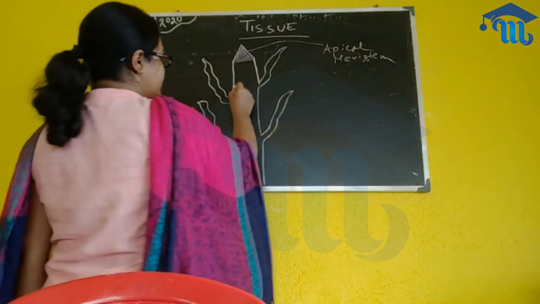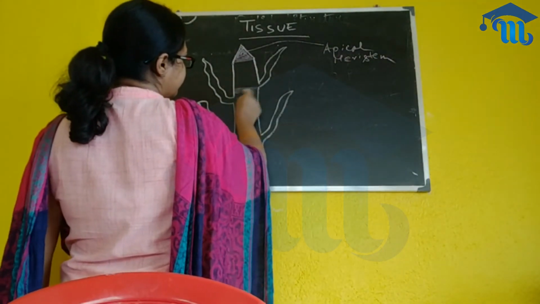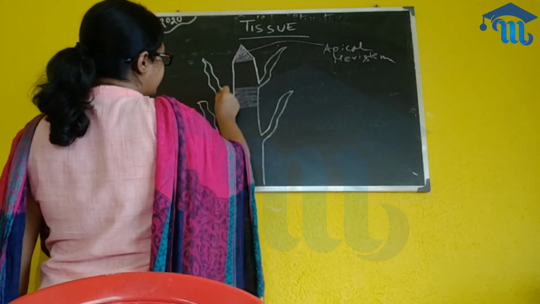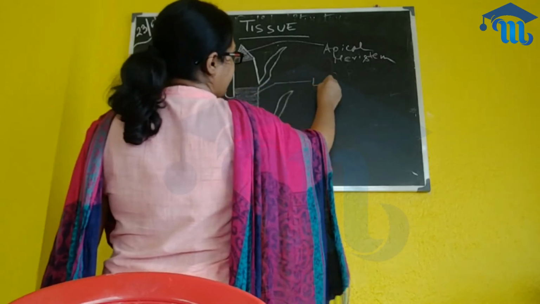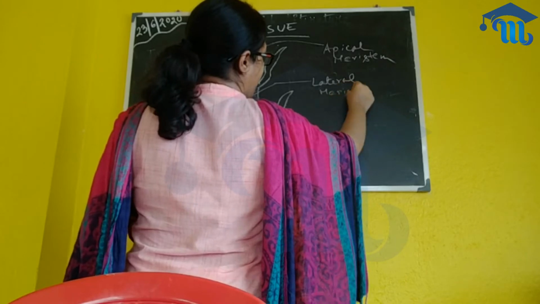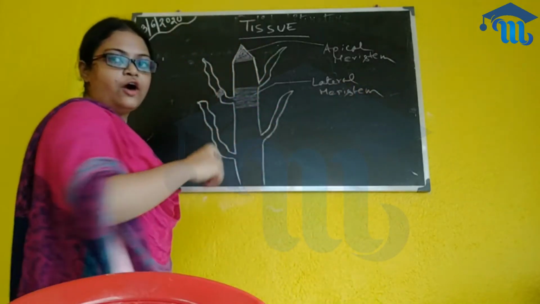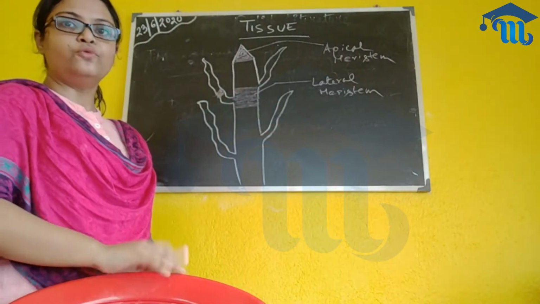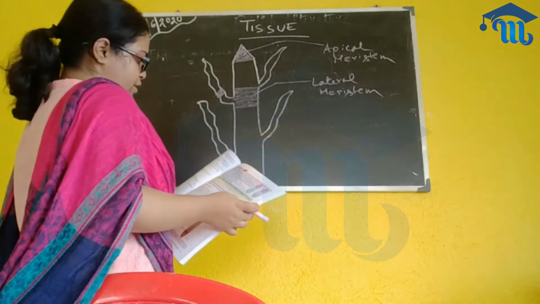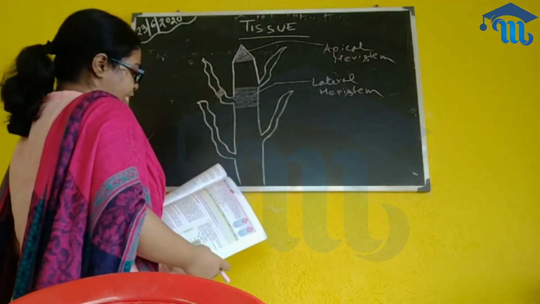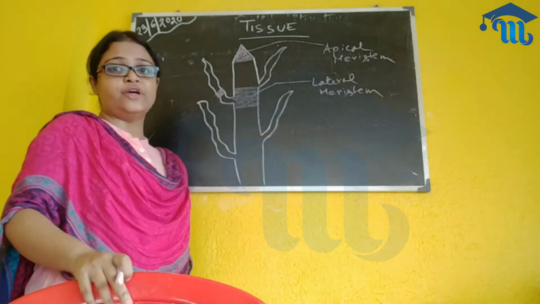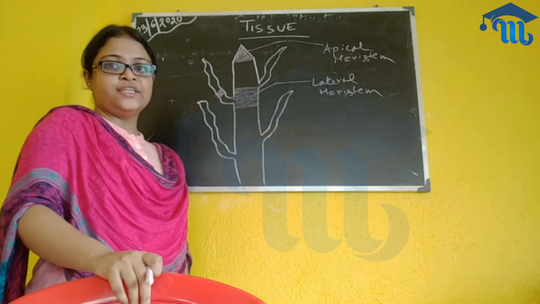The second one is lateral meristem. It is mainly found between the bark and the wood of the trees, and it leads to an increase in thickness. So the lateral meristem helps the plant to increase in thickness.